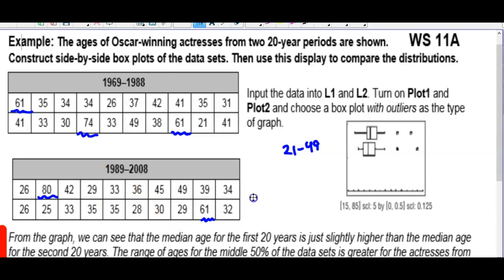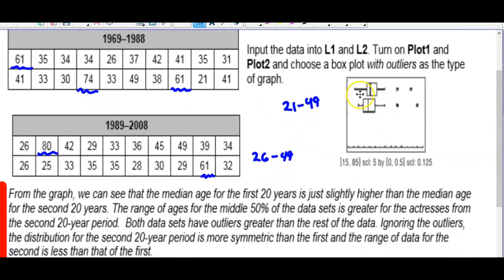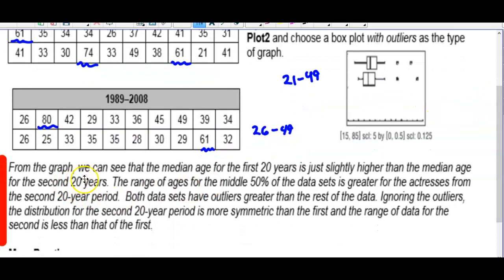And everybody else, it looks like, fell between, who's the youngest here, 26? And do we have any 50s? 49? All right, so when they graphed them one above the other, which you would put this in one list and this is another and turn them on in like plot 1 and plot 2, and then just do a zoom 9 and it would compare the two. It says from the graph we can see the median age, the middle line here, for the first 20 years is just slightly higher than the median age for the second.